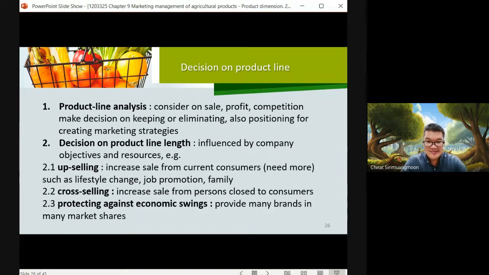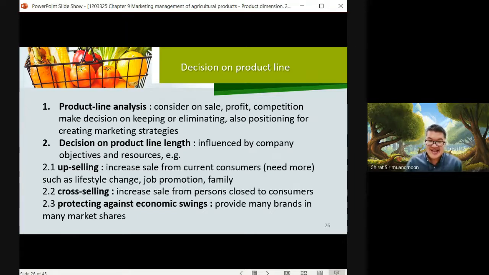Or cross-selling. Cross-selling is like, normally you have soy milk for the elderly, the older people. Then you need to cross over to the younger people. How are you going to do it? You can make something not just plain, something with some flavor. It can promote some health benefit more than for the older people. So we call it cross-selling.